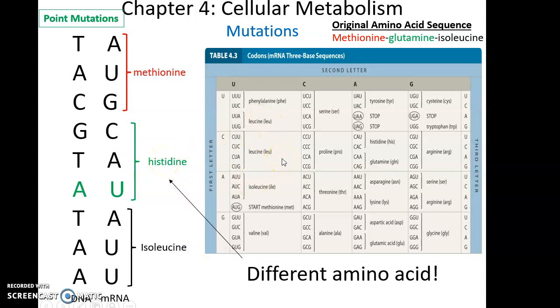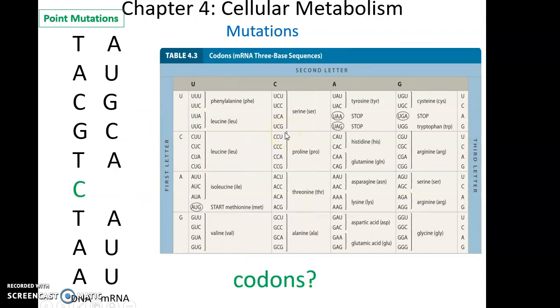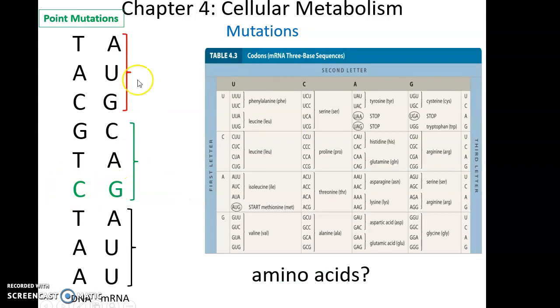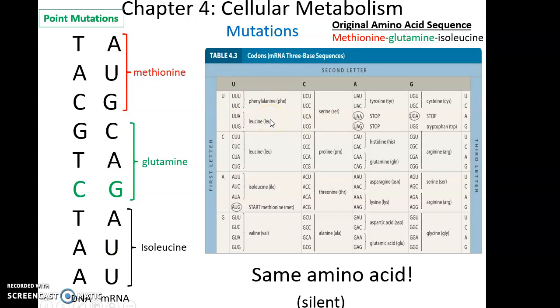This could have a huge effect, could have no effect. It's hard to say. So that is a point mutation, a single sequence change in the DNA leading to a single change in the messenger RNA, which leads to a change in one amino acid. Here is another point mutation. So the C is going to be a G now. Break up the messenger RNA into the codons. Look at the resulting amino acids and look at that. Originally methionine, glutamine, isoleucine. Now we have methionine, glutamine, isoleucine.